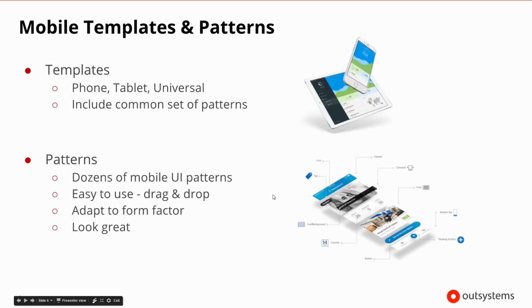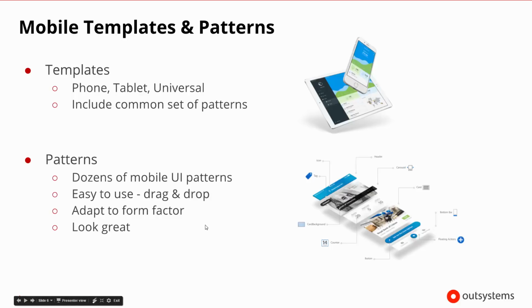So there have been dozens of mobile patterns that have been identified that are easy to use and are things that we would often want to add to a screen in a mobile device. So we may have things like different types of icons and tags. We may have counters and different types of buttons or floating actions that we want to make available on those screens. So these patterns will be available, they're easy to use, we'll be able to drag and drop them. They'll adjust to the form factor depending on whether it's the phone template or the tablet template, and they end up looking really great.